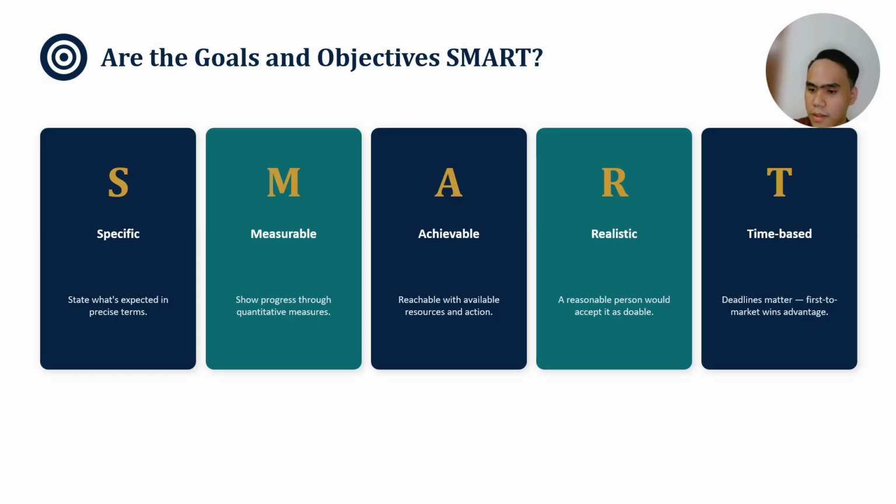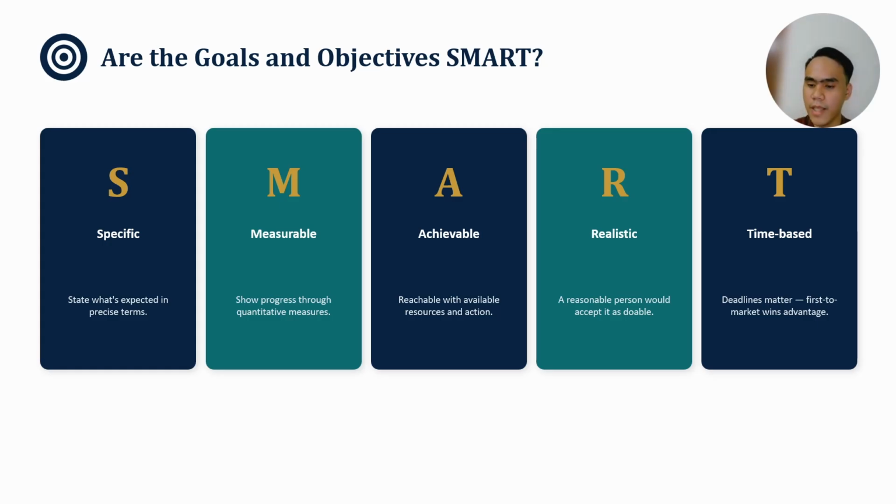A is achievable. The goal has to be reachable with the resources available, provided the right actions are taken. So this is about realism and capability, not just ambition. R, is it realistic? A reasonable, sensible person, after weighing the difficulty and the probability of success, would actually accept the goal as doable. Note that this is subtly different from achievable. Realistic is whether it's sensible given everything that is going on, not just whether the resources technically exist.